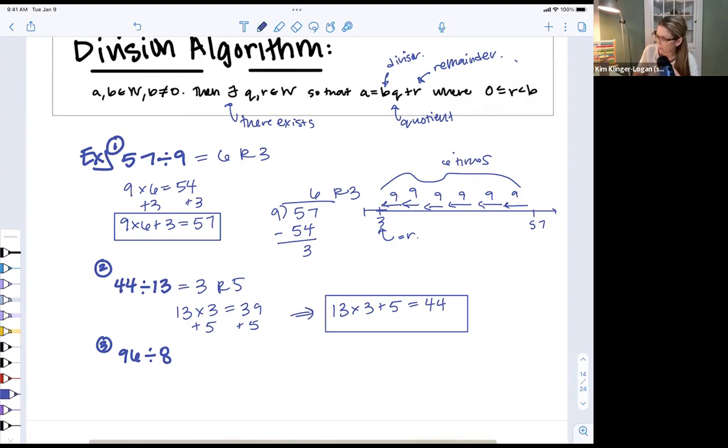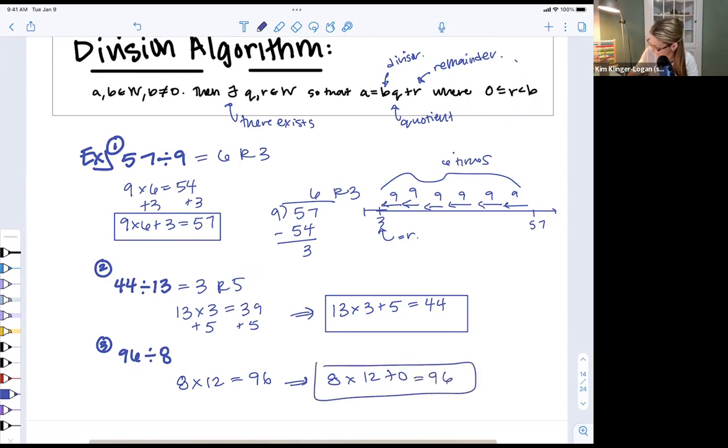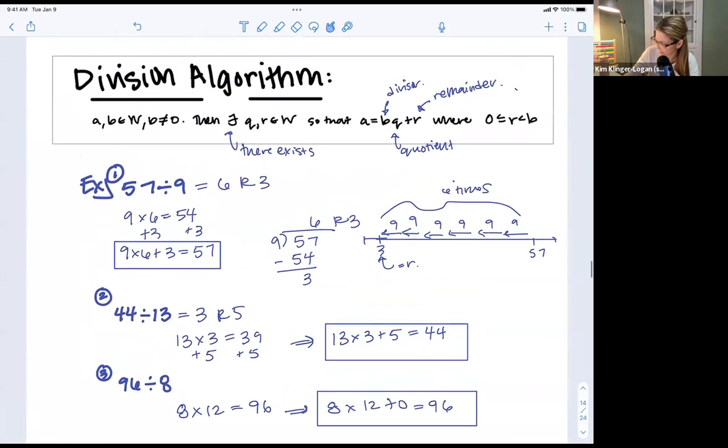Okay, one last example. If I want to divide 96 by 8, I notice that 8 times 12 actually is 96 in this case. So I don't need to add anything. My remainder is just 0. So if 8 turns out to be a divisor of 96, then I just have that R piece is 0, and that's totally fine. So it is okay for my remainder to be equal to 0.